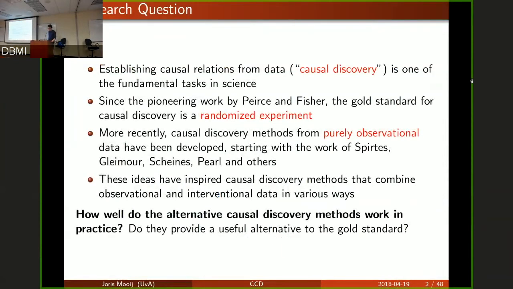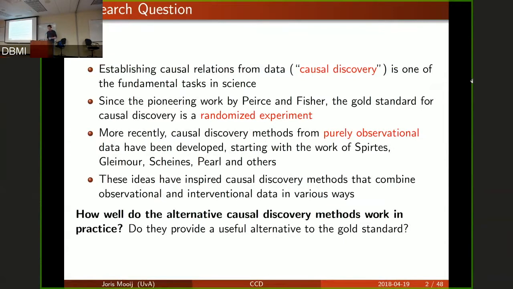Right. So as you all know, establishing causal relations from data, causal discovery, is one of the fundamental tasks in science. And since the pioneering work by Peirce and Fisher, the gold standard for causal discovery is a randomized experiment. And more recently, causal discovery methods from purely observational data have been developed. For example, well, it all started out with the work by Spirtes, Glymour, Scheines, Pearl, and others, some of whom are in this room. That was in the 90s or so, 30 years ago.